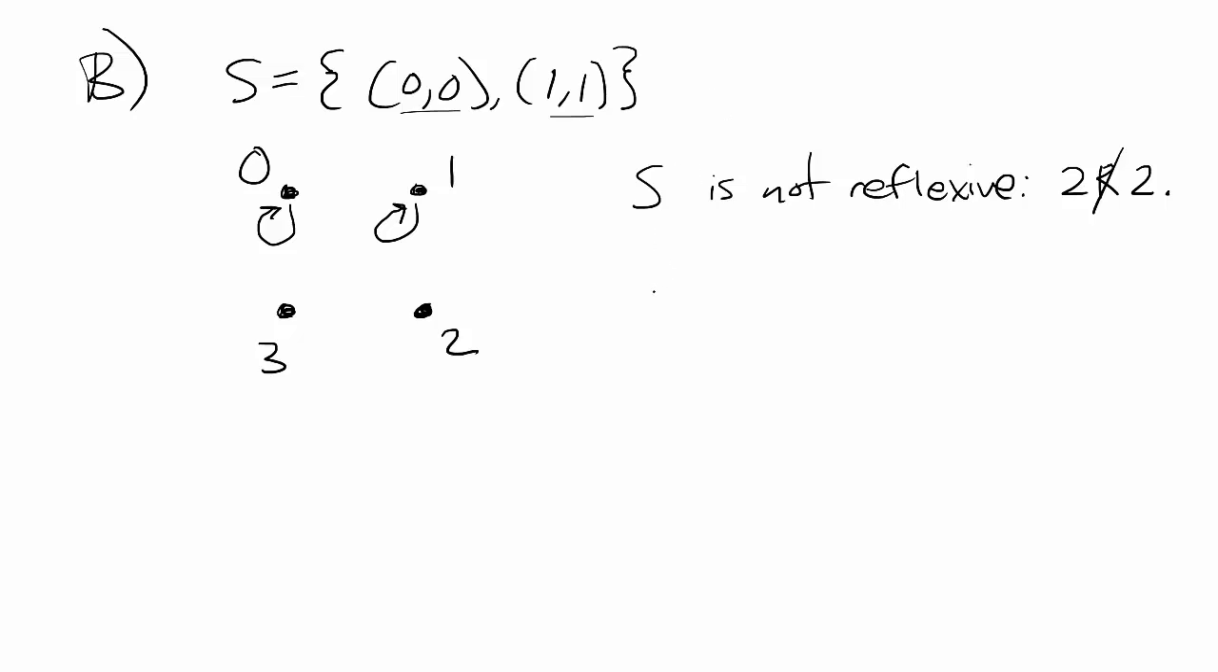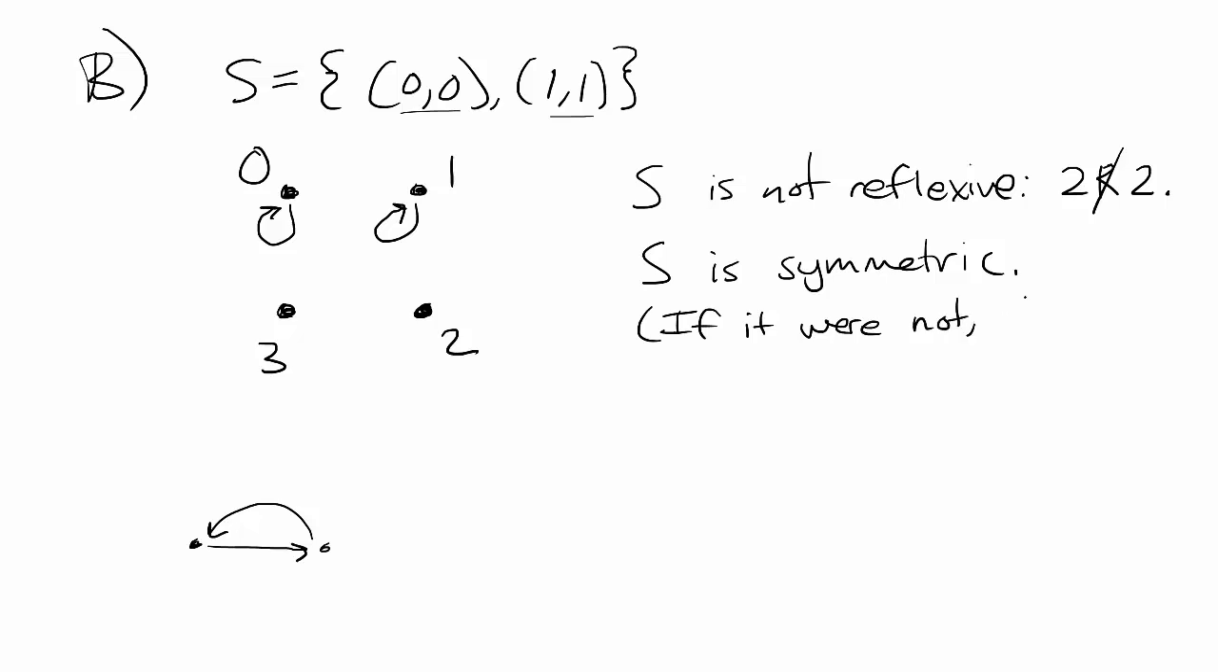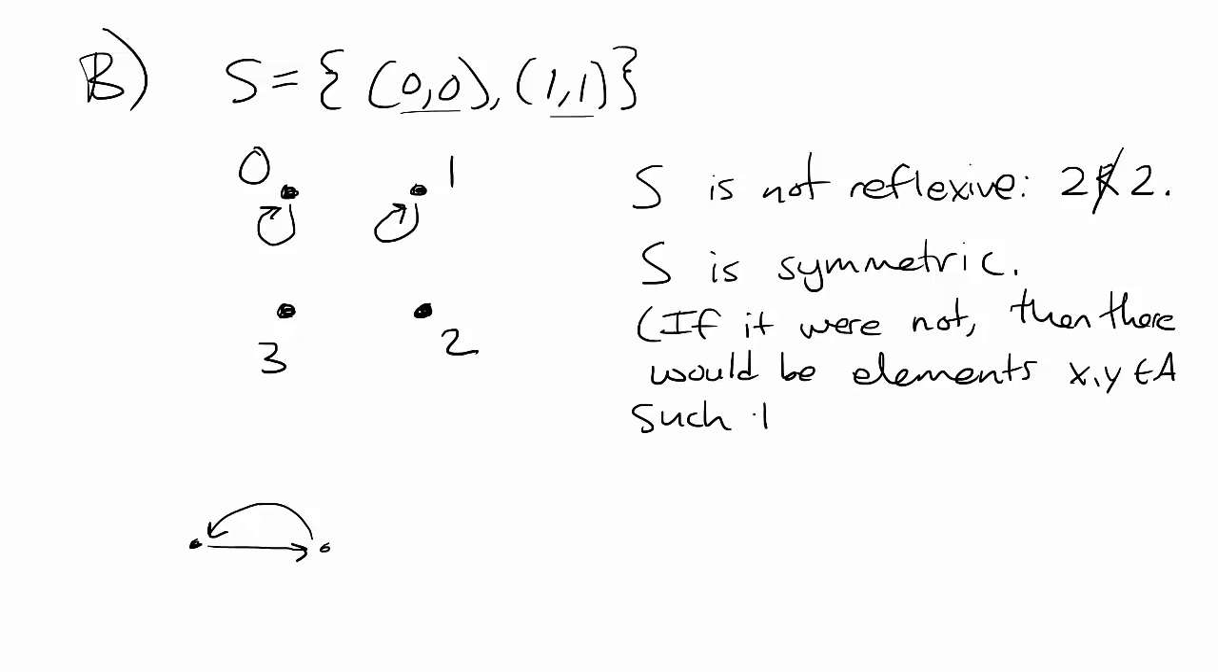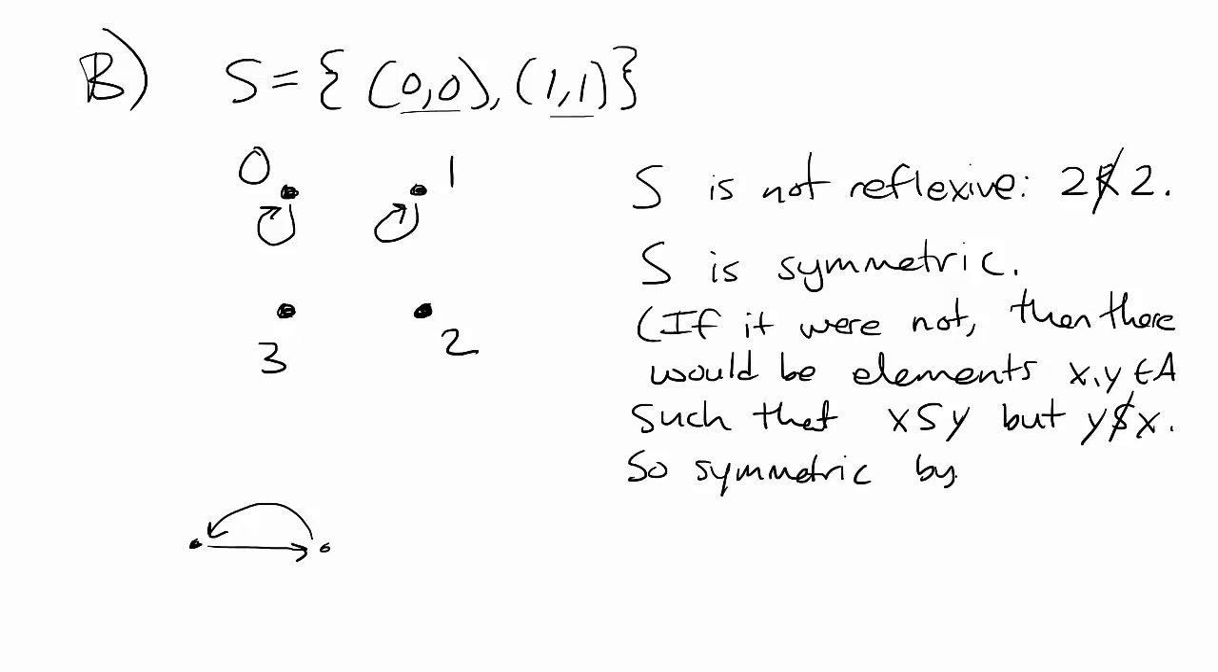And then, is it symmetric? Can we show an example of where it's not symmetric, right? So just a note down here. This is symmetric, right? So S here is going to end up being symmetric by default. So I'm going to say S is symmetric, because we can't come up with an example of where it's not. And I'll put a little explanation here. If it were not, then there would be elements X, Y in the set A such that X is related to Y, but Y is not related to X. So symmetric by default. We can't come up with an example where it's not symmetric.